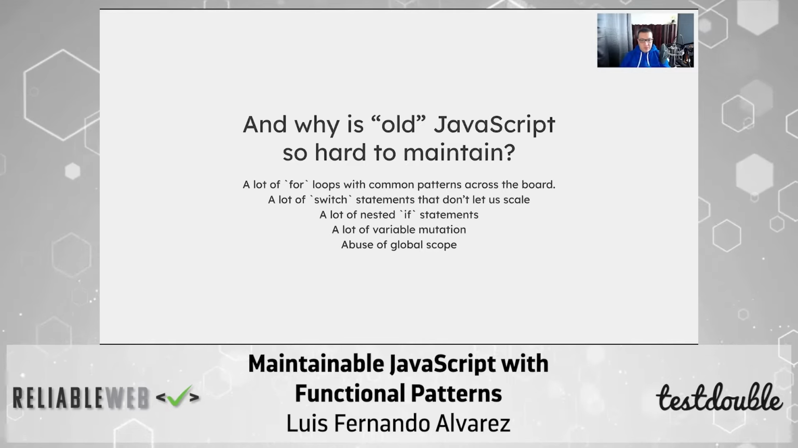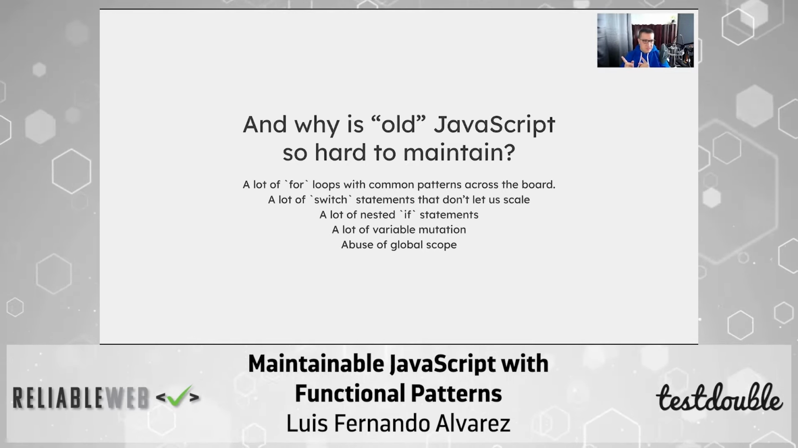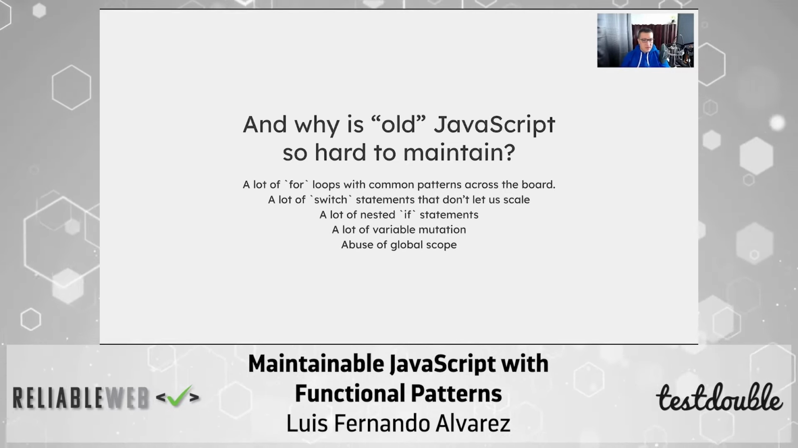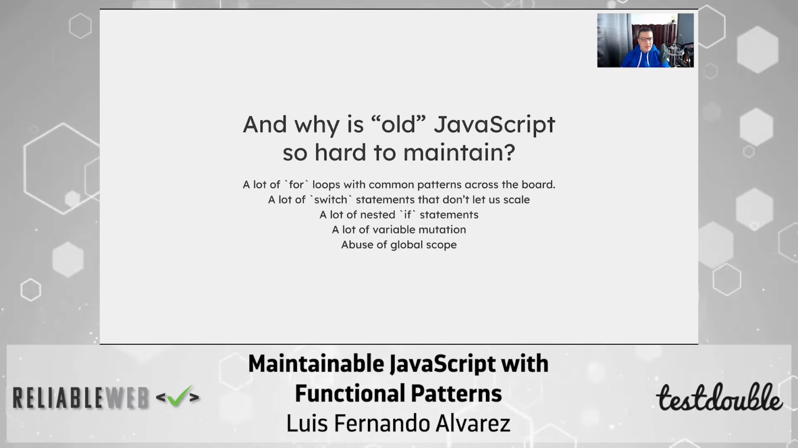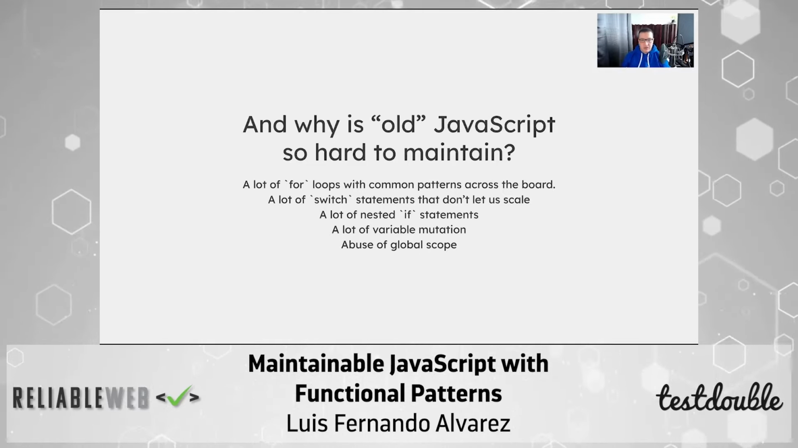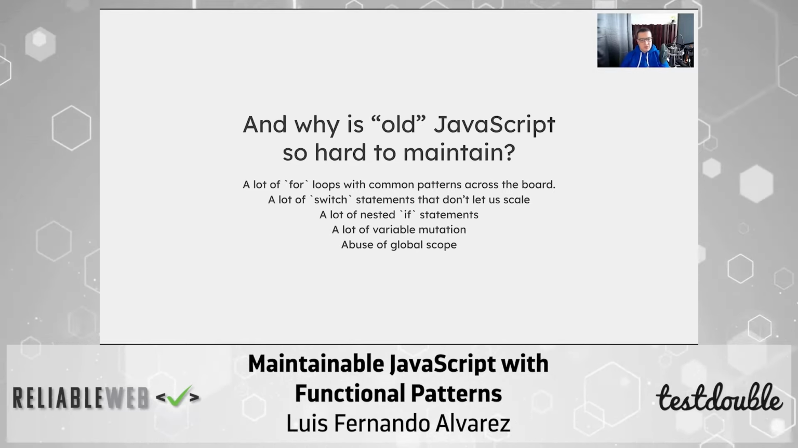We have a lot of variable mutation, and that is kind of making an analogy to what I said before, right? About back to a feature. If we mutate our state and we make our functions dependable on that state, then the functions are not going to be predictable. And we see an abuse of global scope.